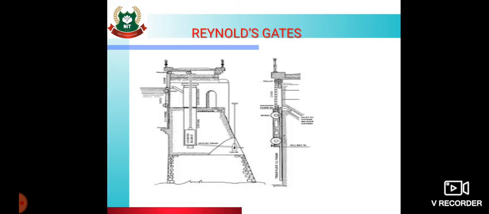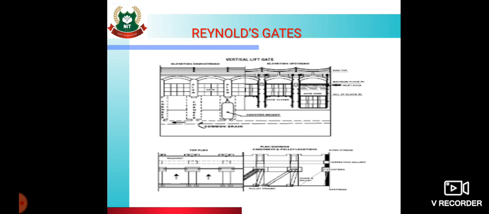Then next, this is the Reynolds gate. Here it is showing the counterweight which is inserted in a well. Its operation is already explained. These are the Reynolds gate again.